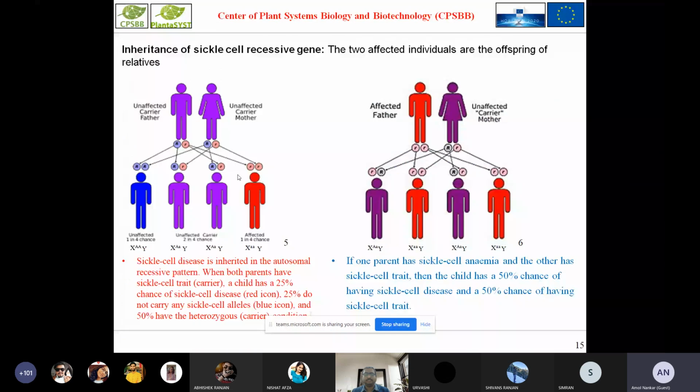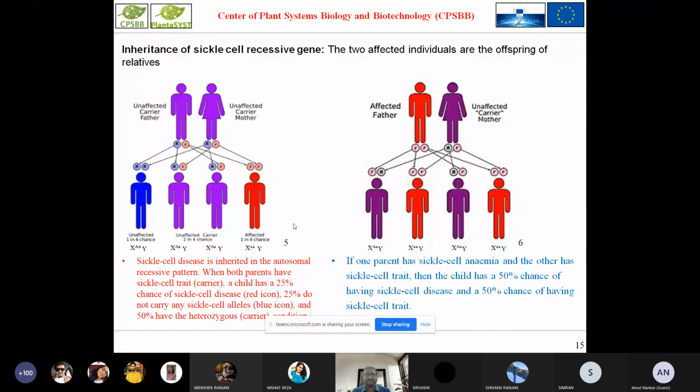So on the left side, you have the unaffected carrier father, and on the right side the unaffected carrier mother. Here, this is sickle cell disease, which is inherited in the autosomal recessive pattern. When these two parents are carriers, the probability of having sickle cell disease will be 25%. So this one-fourth, homozygous recessive, will have the sickle cell disease.